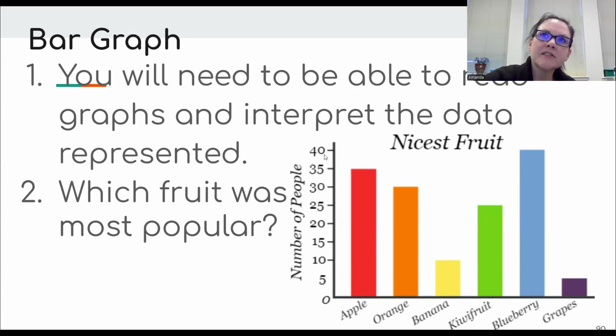You can see right here, blueberry was the most popular. Then maybe another question would be, which one was the least popular? Well, grapes. Grapes only has 5 people. And then maybe they'll have a comparison question: which fruit was least popular other than grapes? You're looking for something that's a little more popular than grapes, so maybe bananas. Those are the kind of questions they would ask you with bar graphs.